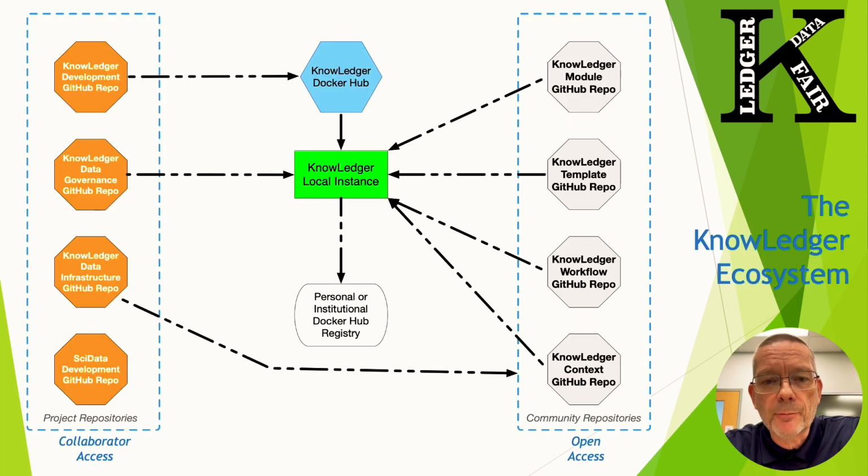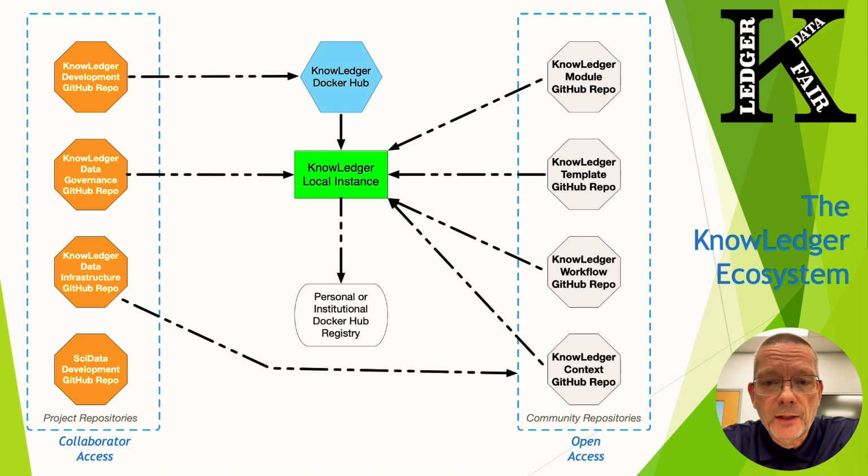So here's a graphic that represents what we think of as the ecosystem in the KnowLedger project. And on the right-hand side is a set of octagons that we use to represent GitHub repositories that are where the community can be involved by contributing to the definition of these areas. By that we mean, how do we set up modules that show up in the interface? How do we design templates for research experiments? How do we design workflows, or how do we import definitions of workflows from other pieces of software?